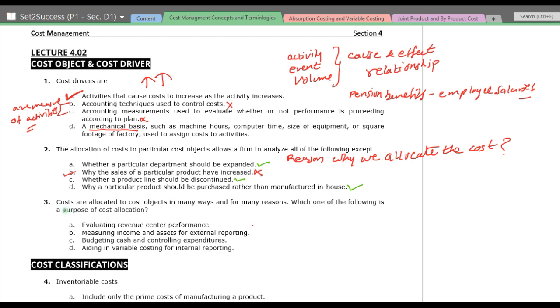Now, next. Costs are allocated to cost objects in many ways and for many reasons. Which one of the following is the purpose of cost allocation? Evaluating revenue centers' performance. Revenue centers are responsible for revenue only, so no cost is involved. So this is the incorrect option. Budgeting cash and controlling expenditure is not the purpose of cost allocation, and it will not aid in variable costing for internal reporting. But the reason for cost allocation is that we want to measure our income and assets for external reporting. This is the correct option.